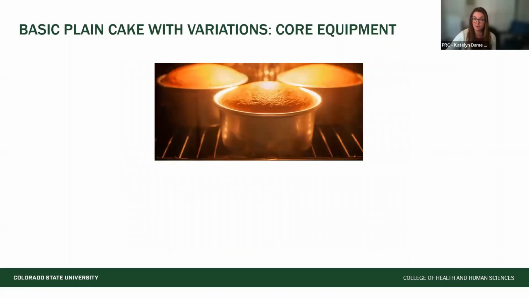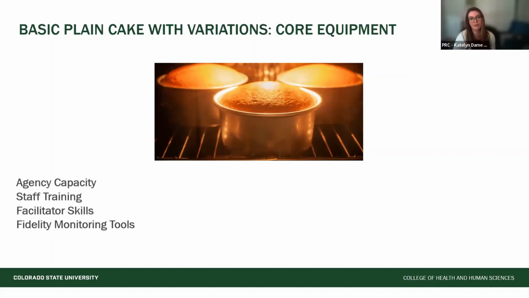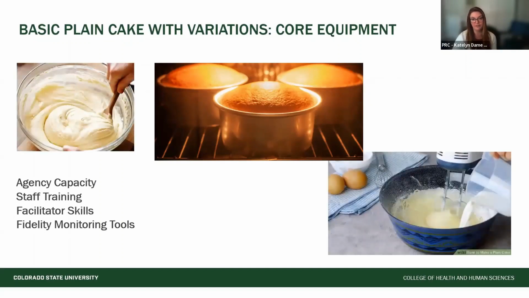Then next we have the core equipment, which when baking a cake may be a spatula, a mixer, size of the baking pan. But for evidence-based programs, the core equipment may include the capacity of the agency, staff training, facilitator skills, and even fidelity monitoring tools. And without these right tools for success, it can be really difficult to implement a program and produce the positive outcomes. But there may be also options for this equipment, like using a wooden spoon or an electric mixer.